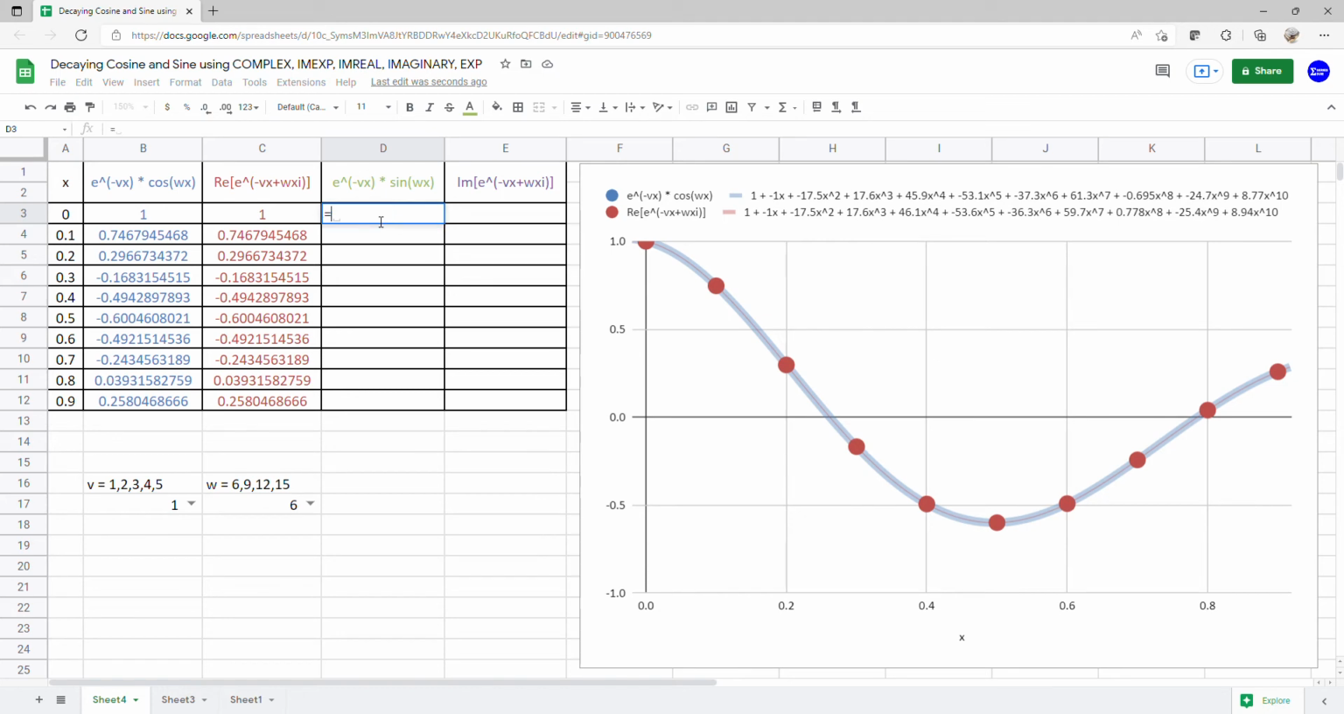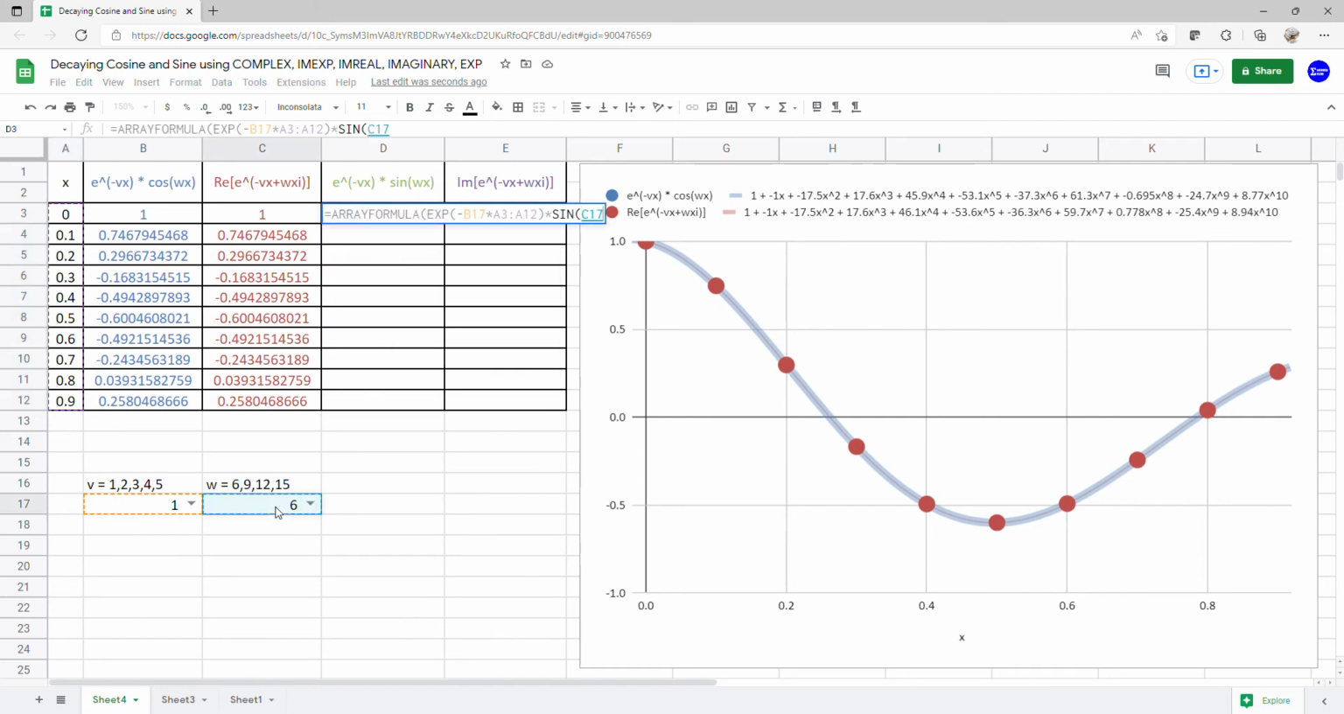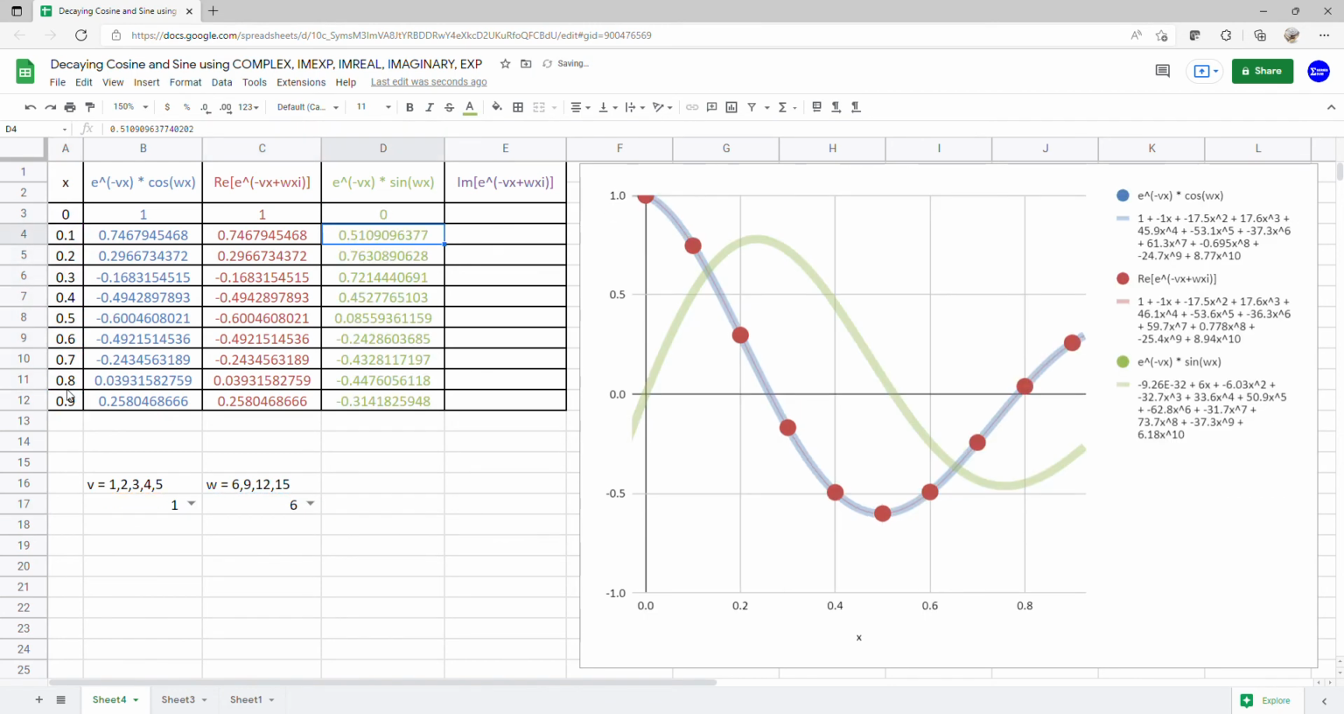This is equal to array formula. The first part is exponent minus v times x. That's the first part. The second part is sine. So sine w times x. So that's in green. This is the sine, decaying sine.